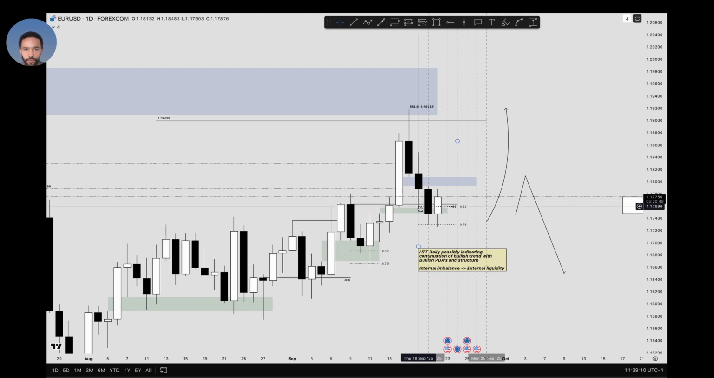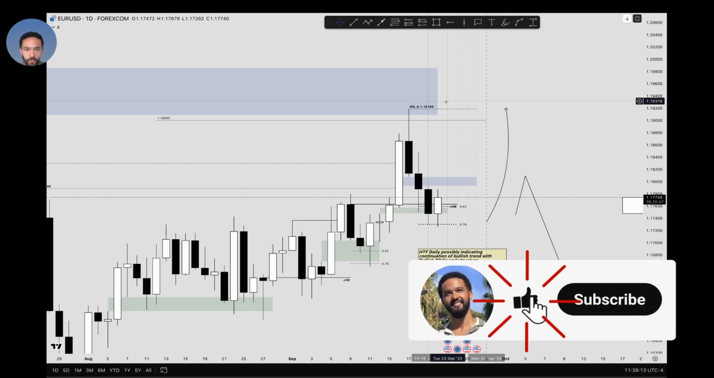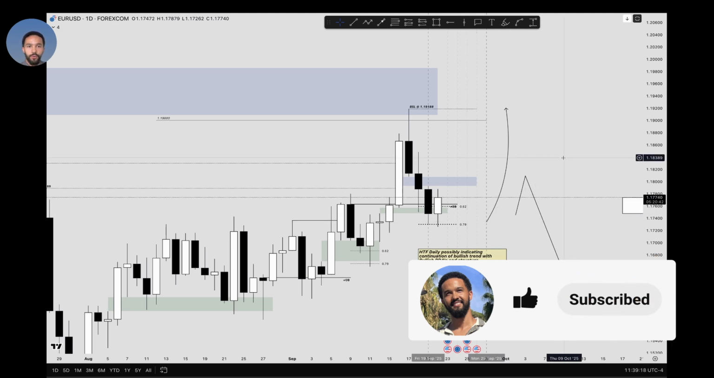That's how price moves, internal imbalances to external liquidity, whether it's bullish or bearish, right? So any questions, just let me know.